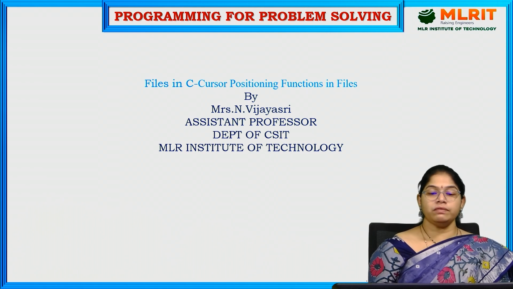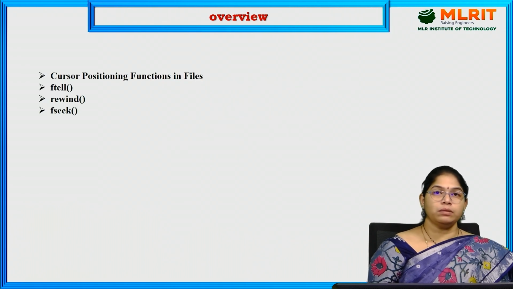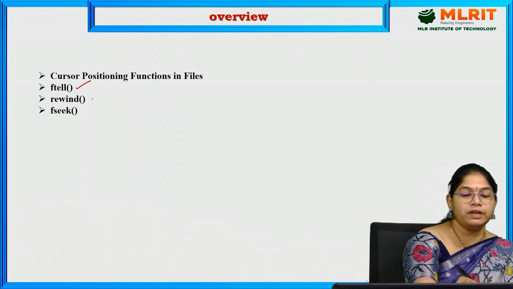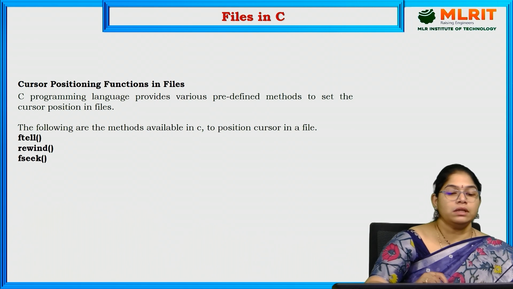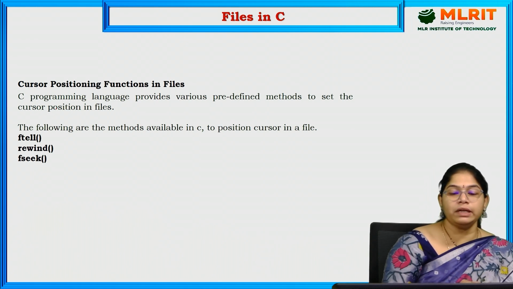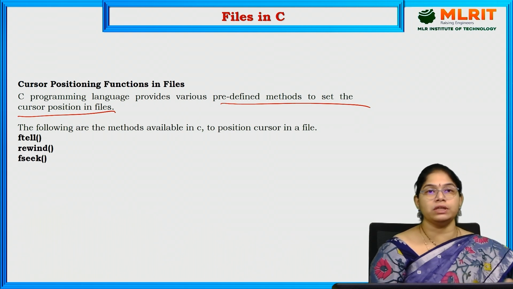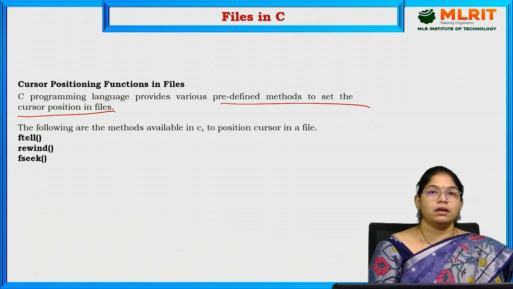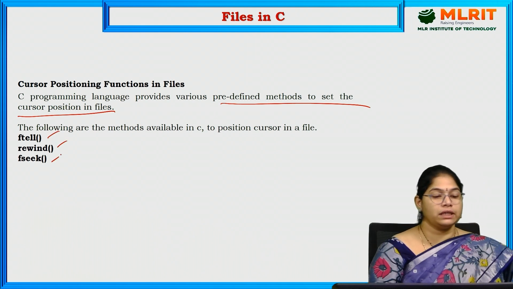In today's session, we'll discuss cursor positioning functions in files. Overview of the session: cursor positioning functions in the files. Those cursor positioning functions are ftell, rewind, fseek. So, cursor position functions in files. The C programming language provides various predefined methods to set the cursor position in files. Those predefined methods are ftell, rewind, and fseek.